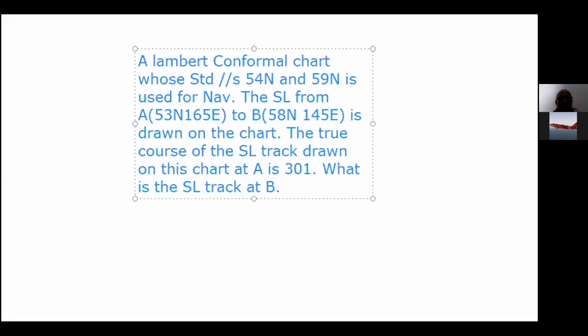So here it says a Lambert conformal chart whose standard parallels are 54 degrees and 59 degrees north is used for navigation. The straight line from A, 53 north 165 east, to B, 58 north 145 east, is drawn on the chart. The true course of the straight line track drawn on this chart at A is 301. What is the straight line track at B?